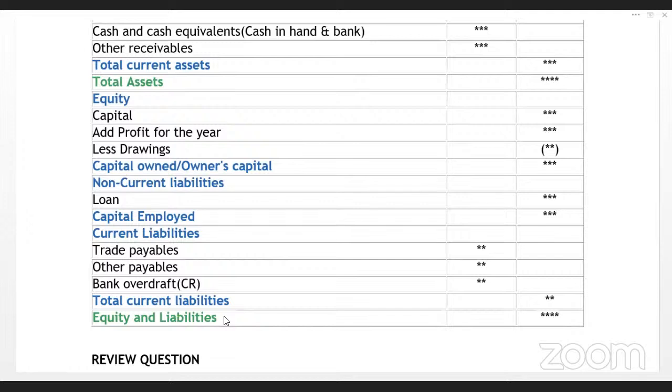Now, in accounting, when you're preparing this statement of financial position, there is something which you should not forget. As you're preparing the statement of financial position, you should not forget what we call the accounting equation.